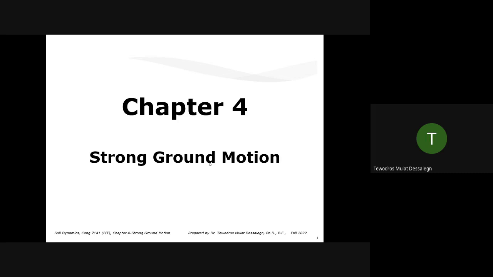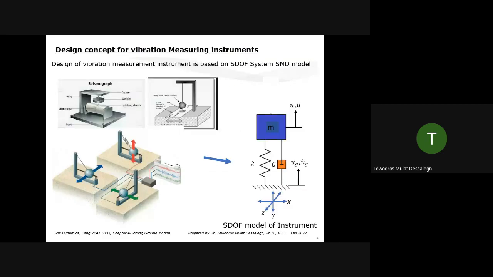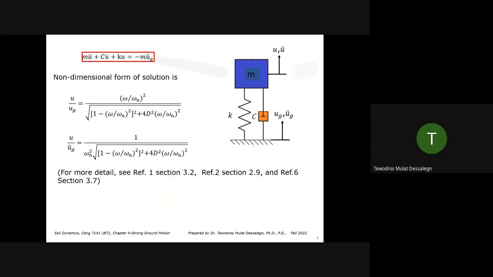Okay, so we started chapter 4 last time. We quickly reviewed those sections and we'll try to finalize strong ground motion. We have seen section 4.1, strong ground motion measurement. The instrument is a seismograph or accelerometer, and we have seen the design concept behind it. All are represented as a single degree of freedom system with a stiffness and a mass.